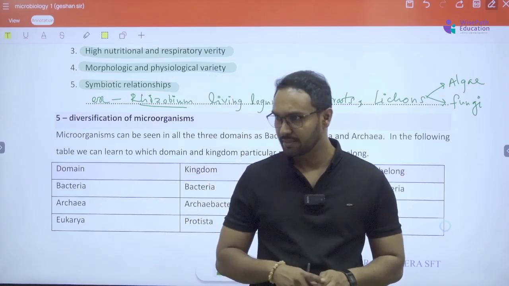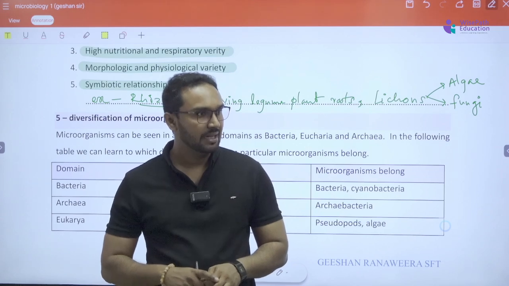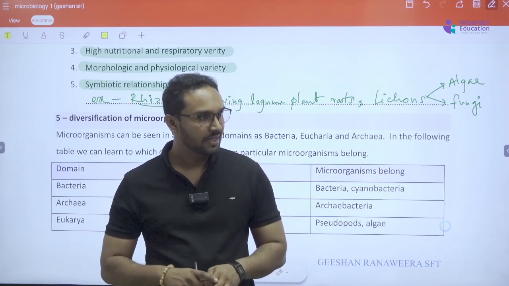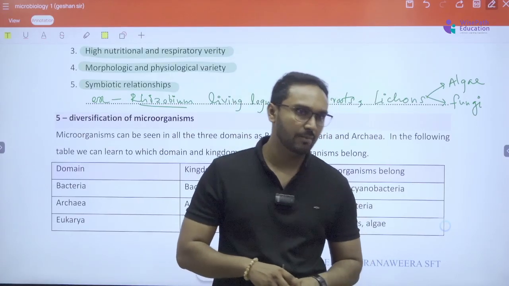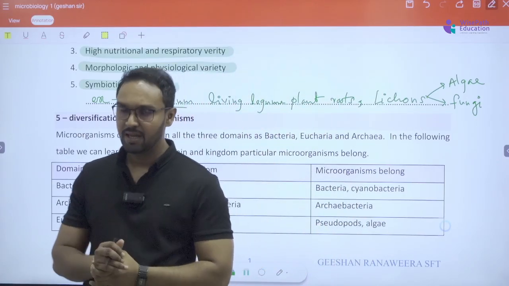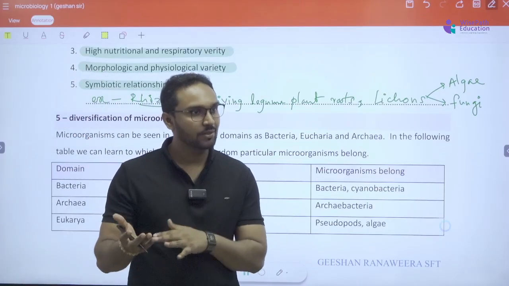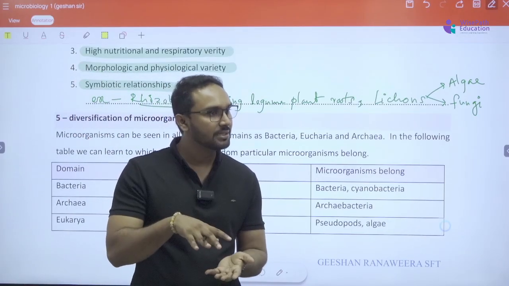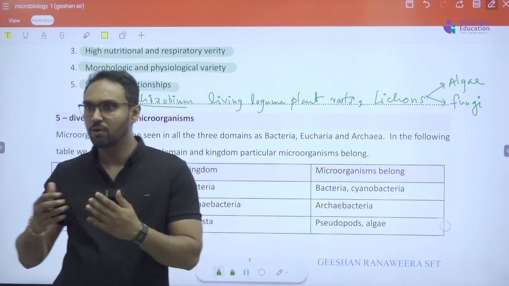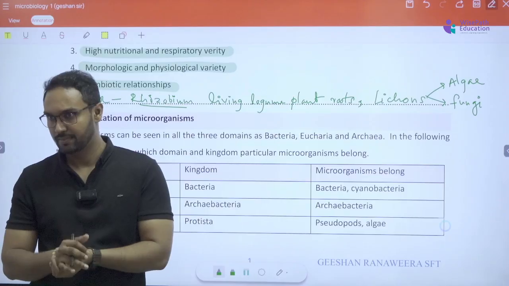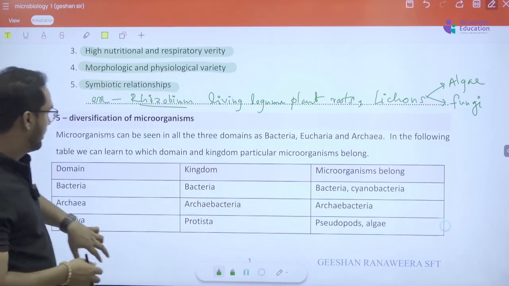Both archaea and bacteria are more or less the same, but they have differences. Archaea and bacteria are prokaryotic cells, which means they don't have an organized nucleus. The eukaryotes have an organized nucleus, and we evolved from the eukaryotes. We come under the domain of eukarya.